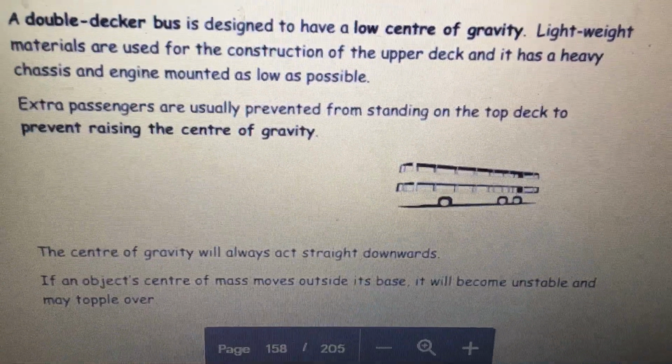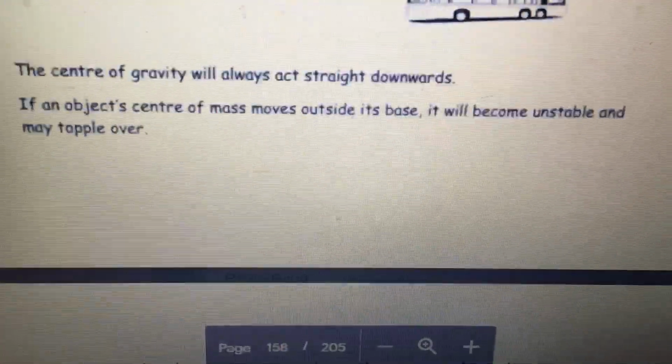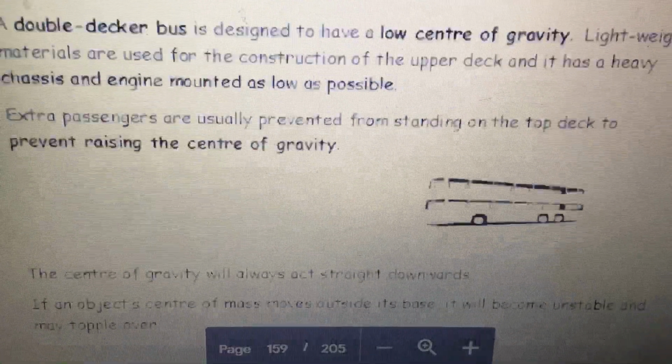Centre of gravity will always act downwards. If an object's centre of mass moves outside its base, it becomes unstable and will topple over. That's the same.